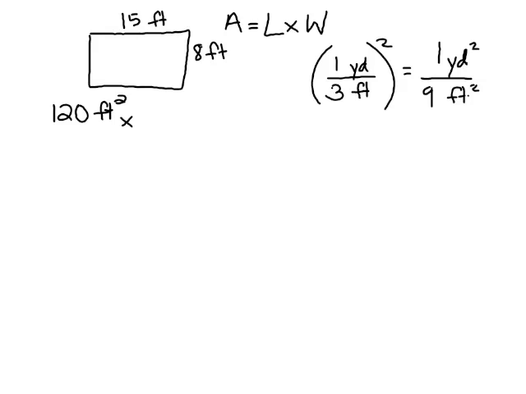So I have 120 square feet. I want to convert that to square yards. What goes on top? What goes on bottom? Feet on bottom. So I have 9 square feet, 1 square yard. Okay, feet cancel. It works out to be 13.33 square yards.